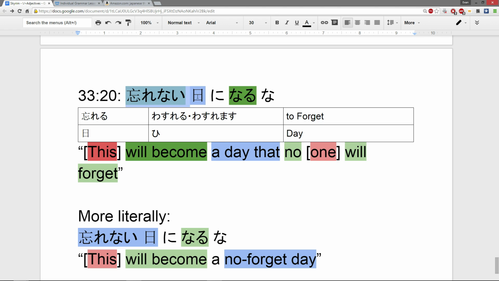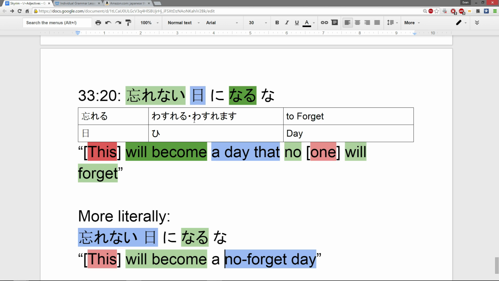Wasurenai hi. You can treat wasurenai like a verb, which is more like what we're doing up here, or you can treat it more like an e-adjective, which is what we have going on down here. I hope that makes sense to you. If it doesn't, that's just Japanese.